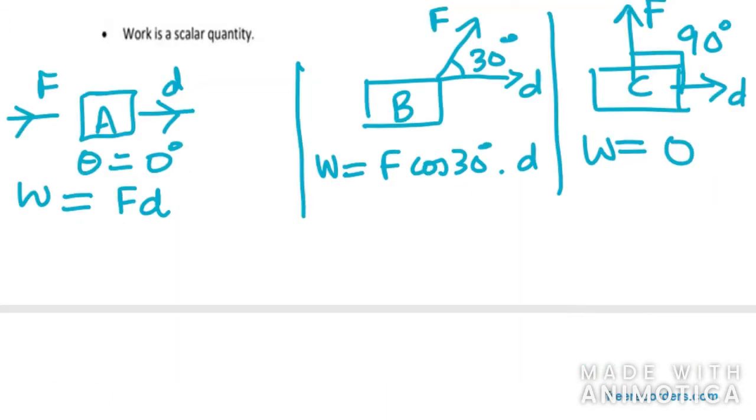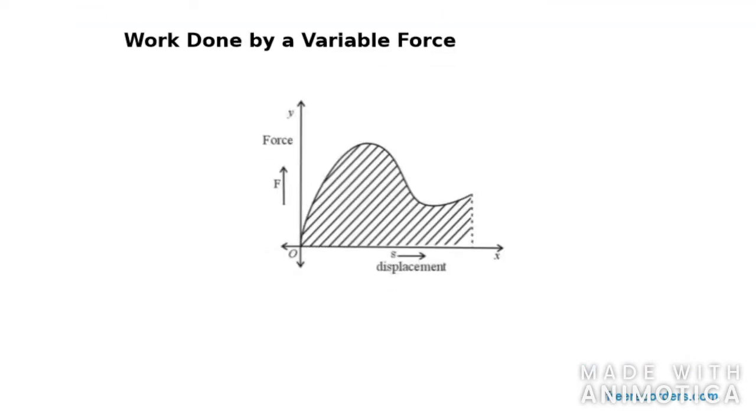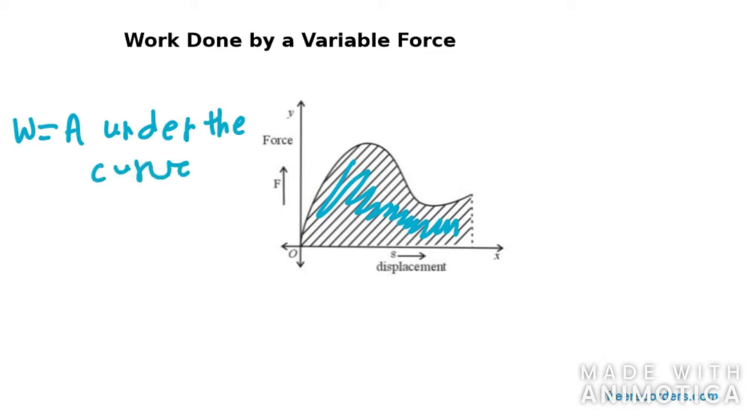The next part is work done by a variable force. Variable force means that we have different forces applied at different displacement, as you can see in this graph. So if we need to study this graph, we have to consider work done as area under the graph. So my W will be area under the graph. If you need to find area under the curve, you have to take integration into play.